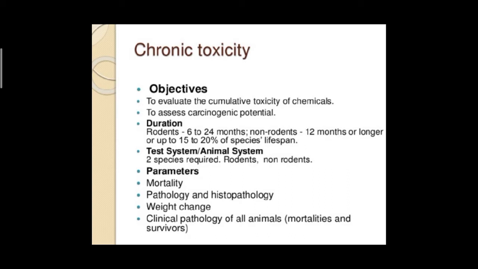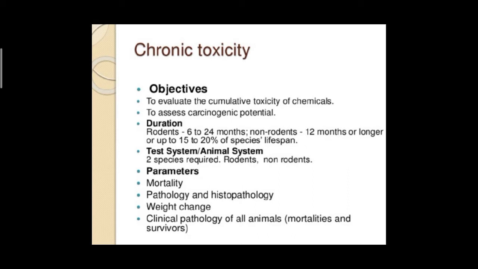The duration depends on the animals: for rodents 6 to 24 months, and for non-rodents 12 months or longer. In these toxicity studies, they utilize two species, rodents and non-rodents, and they check parameters like mortality, pathology and histopathology, weight changes, and clinical pathology of animals. They also make a data record of the death report.